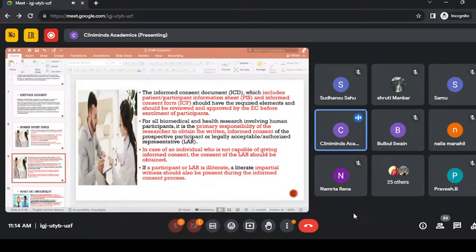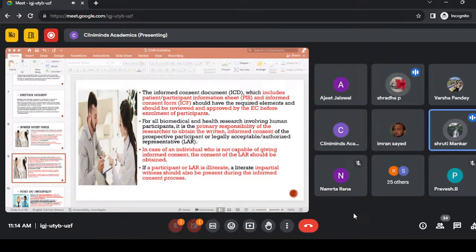Okay. So if the subject is not capable of signing the informed consent, then we can ask their legally acceptable or legally authorized representative to sign on behalf of the subject. Do you know who the LARs are? Any idea? Legally authorized representative. So who are they? Their children, parents, elder people, or spouse.